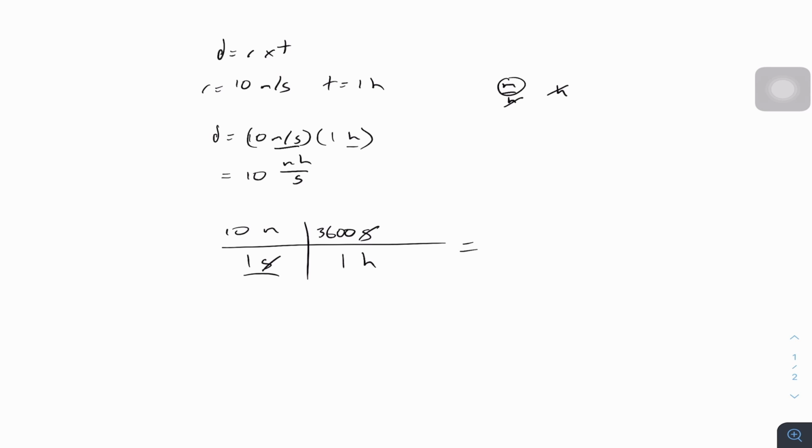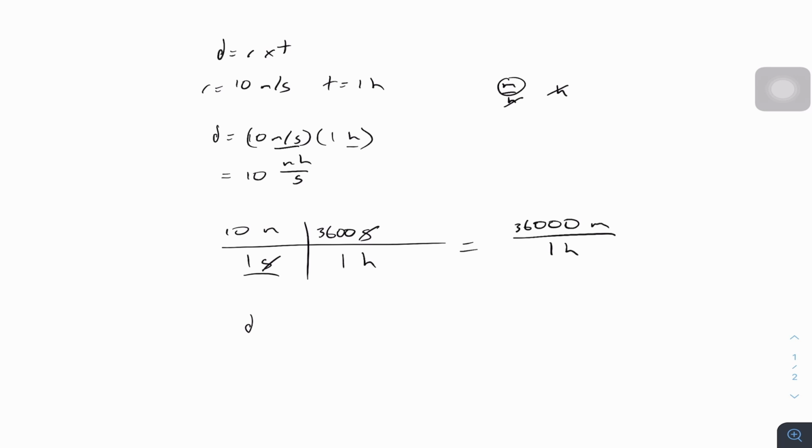And all you need to do as a final step is to multiply 10 by 3,600 to get 36,000 meters per 1 hour, since the seconds cancel out at the bottom. This is our rate in meters per hour, which we can now use to find the distance.